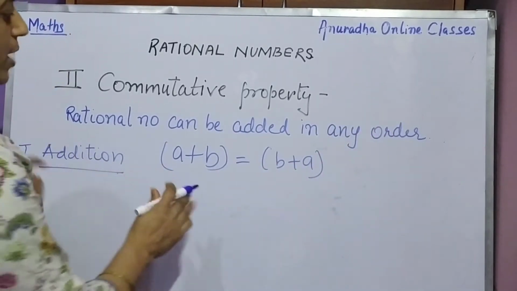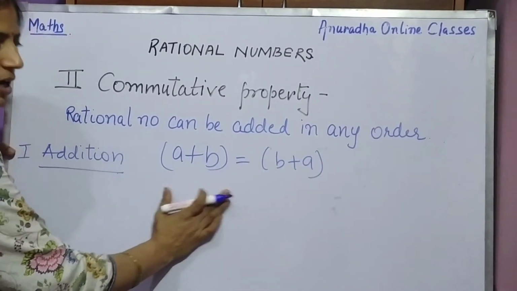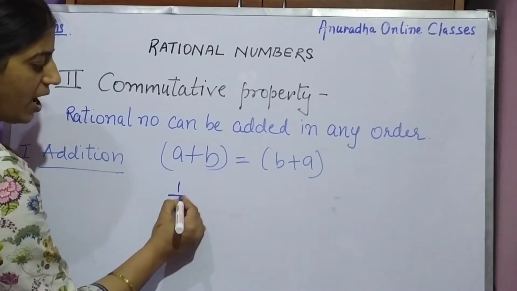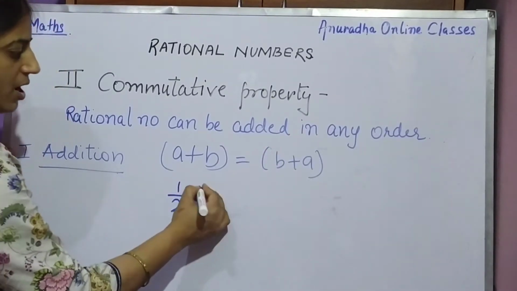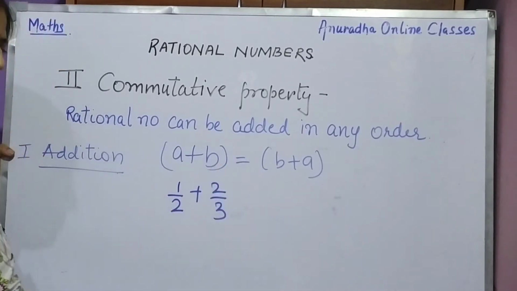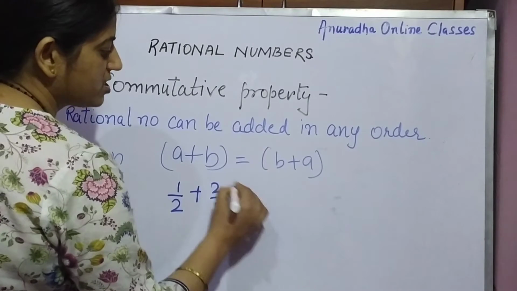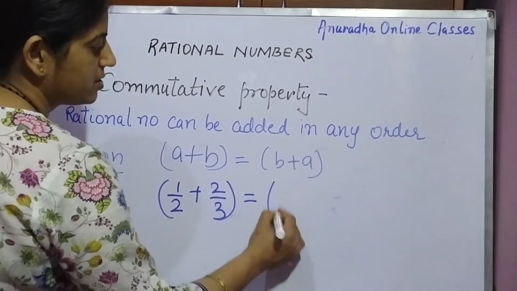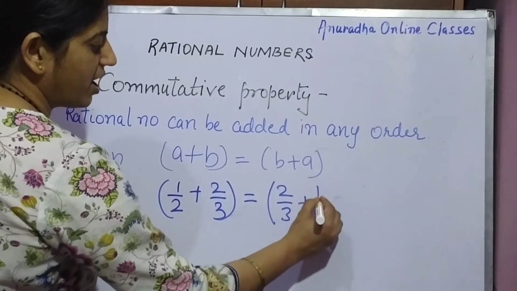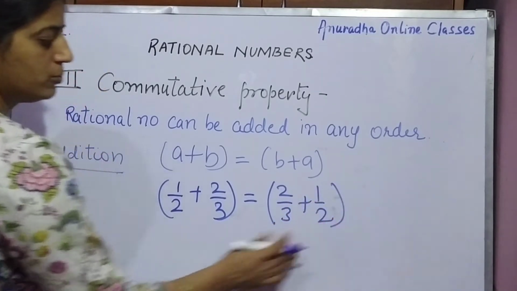So on the LHS we have written A plus B and on the RHS we have written B plus A. Let us take A as 1 by 2 and B as 2 by 3. So this can be written as, what is our B? That is 2 by 3, and what is our A? That is 1 by 2.